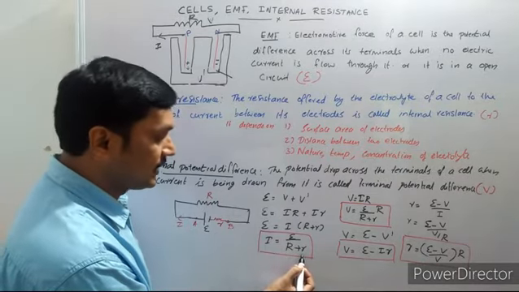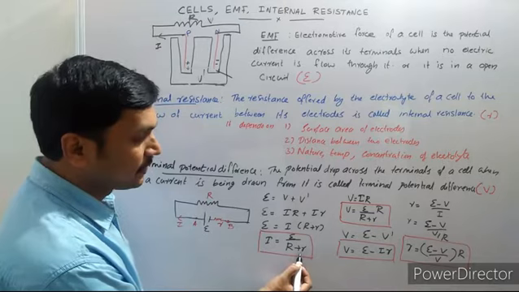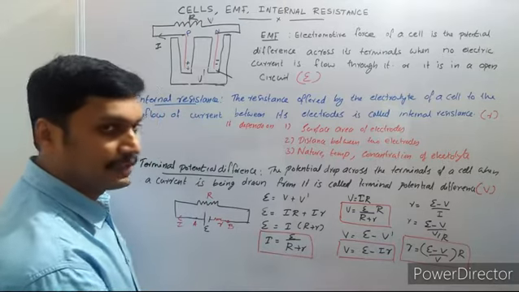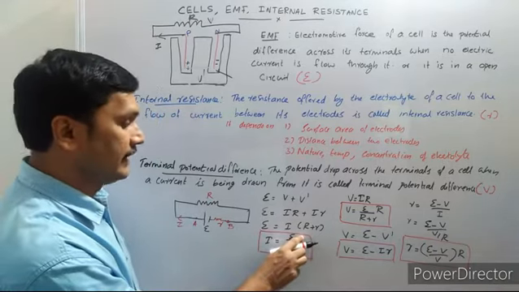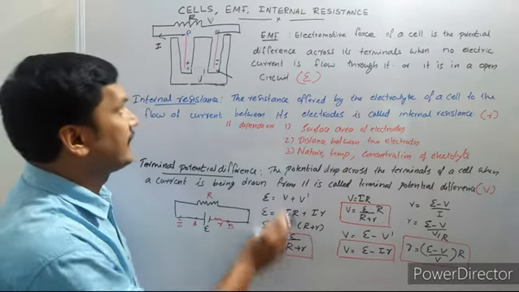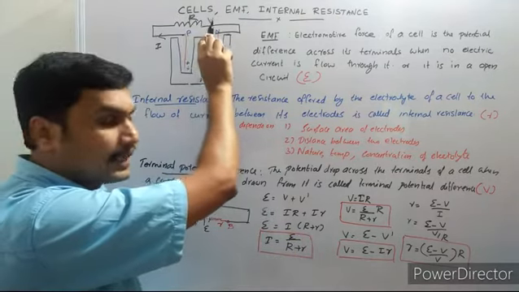If the internal resistance of the cell is negligible, we can write simply I is equal to E by R, where E is the EMF of the cell and R is the external resistance connected to the circuit.